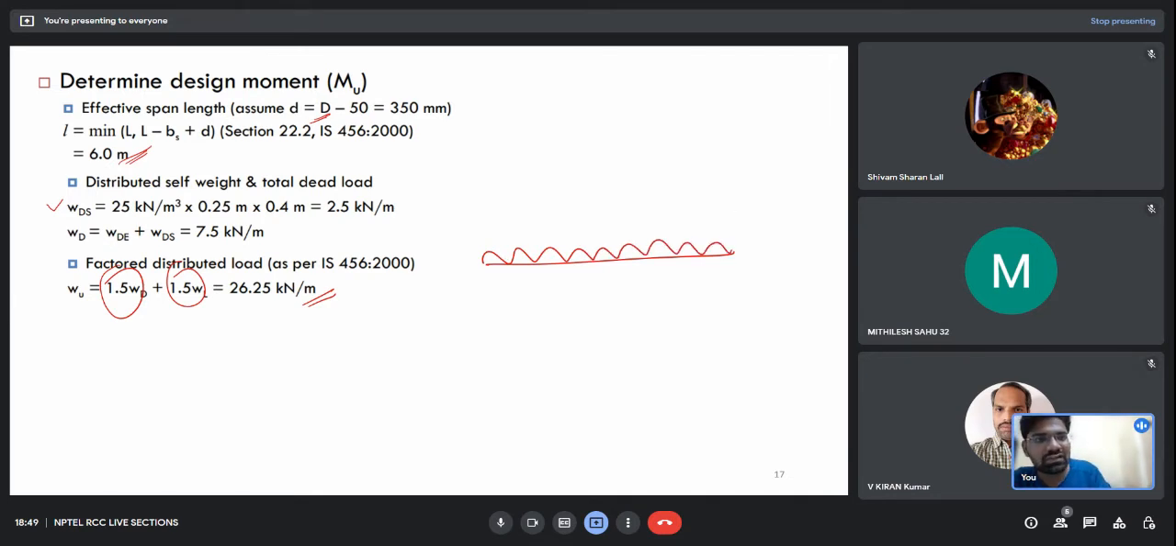Now, apart from this, I also have a dead load which is a point load, 30 I think. I need to multiply it by 1.5, so it will also become factored. Cross section of this beam is 250 by 400 mm.